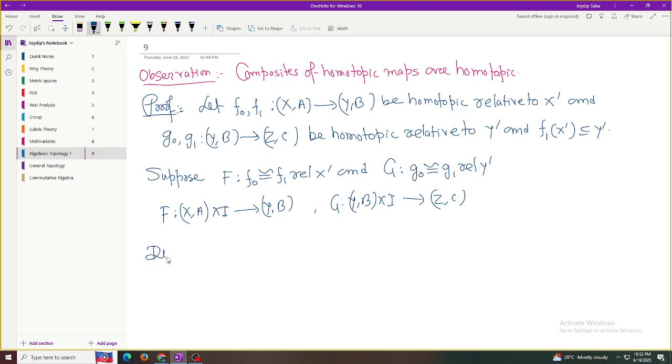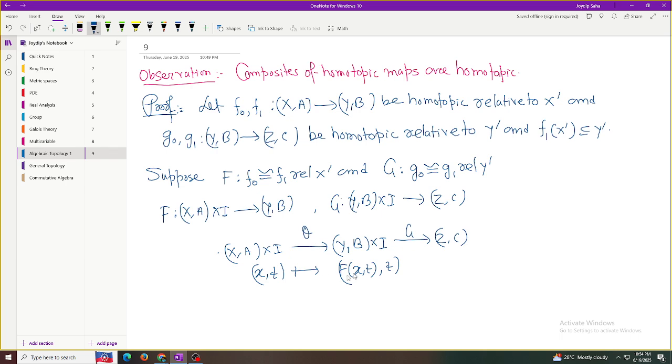So define F tilde, it is very easy, on X cross I. So what is the map? At first I write a diagram: X cross I to Y cross I, then Z. It should be G composed with (F, identity). So (x, t) goes to (F(x, t), t), and then we apply G on that.